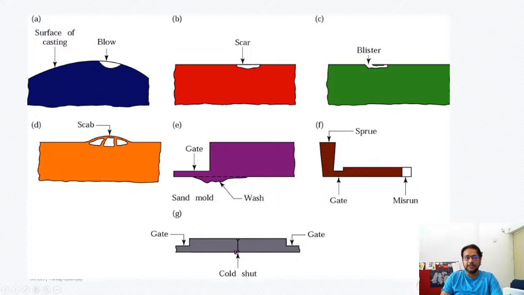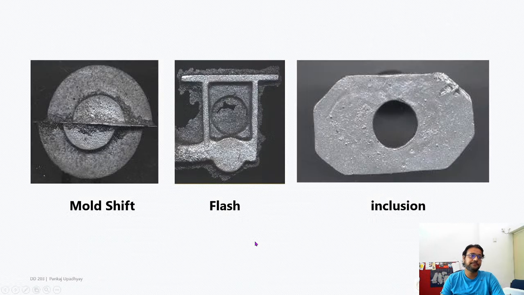And cold shuts are a big problem because sometimes it's difficult to see them also, and they are a place where chances of failure are much higher, right? It might get broken and so on. So these are some other kinds of things.